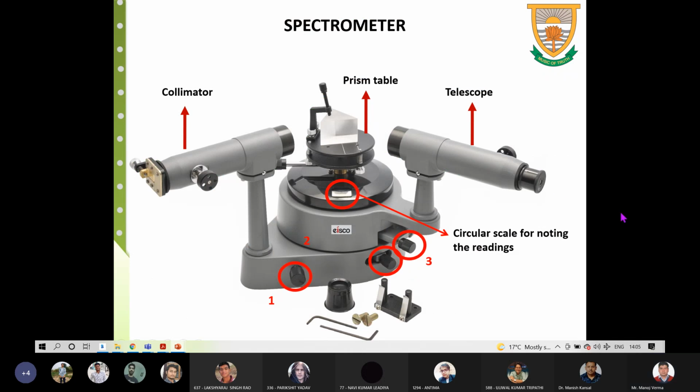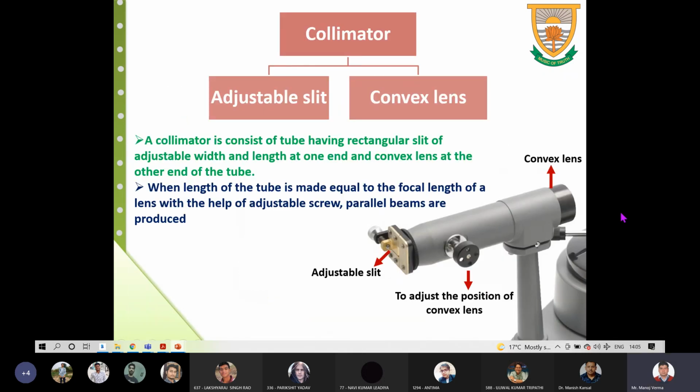Now I am zooming into the parts of this spectrometer one by one. I will talk first about this collimator. See, this collimator on my right hand side has an adjustable slit. By rotating this screw, you can either increase or decrease the width of the slit, which will allow the light passing through this collimator.